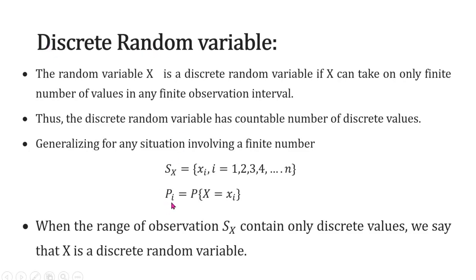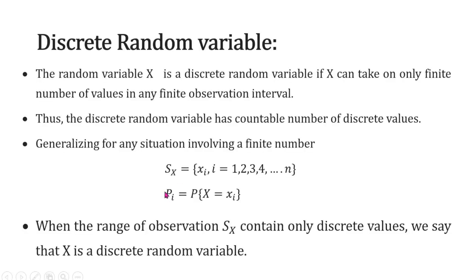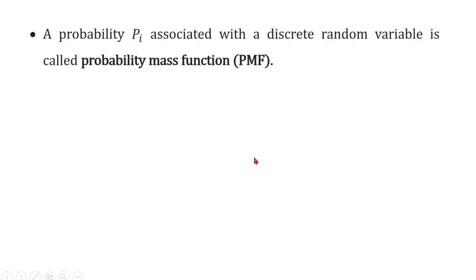Let us see here, what is pi? The probability pi associated with the discrete random variable is called the probability mass function. We discussed this in the last class. The pi is the probability associated with each discrete random variable, so that term is called the probability mass function.